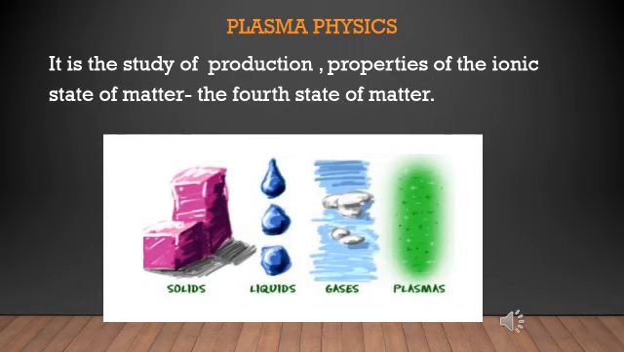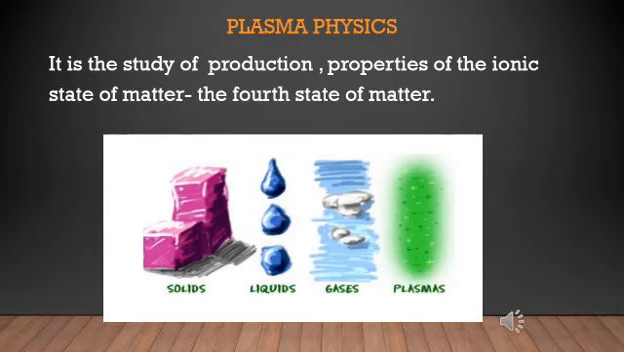Plasma physics is the study of the production and properties of the ionic state of matter, the fourth state of matter. This is the branch of physics in which we study the properties and behavior of plasma, how plasma exists. Plasma is the fourth state of matter; the others are solid, liquid, and gas. In a solid, the matter is composed of molecules with no space between them, and it has a definite volume and definite shape.